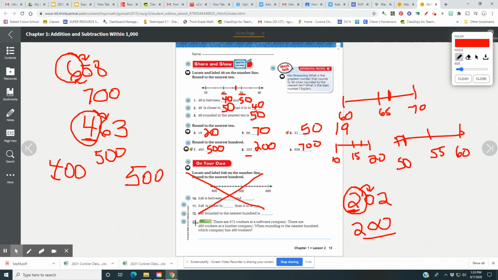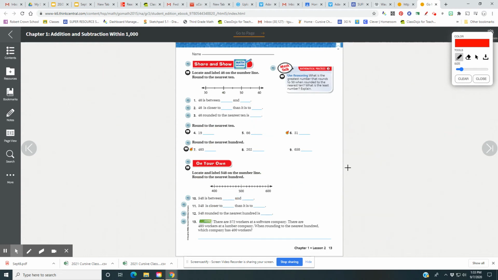Okay, so let's look at number 13. There are 372 workers at a software company. So I know I have that number, 372. I'm going to go ahead and delete all this stuff to get it out of our way. So I have that number, 372. I'm just going to write it down. There are 483 workers at a lumber company. When rounded to the nearest 100, which company has 400 workers?